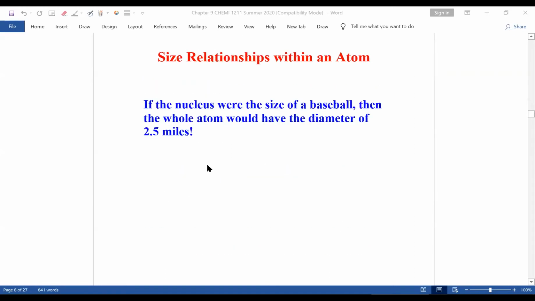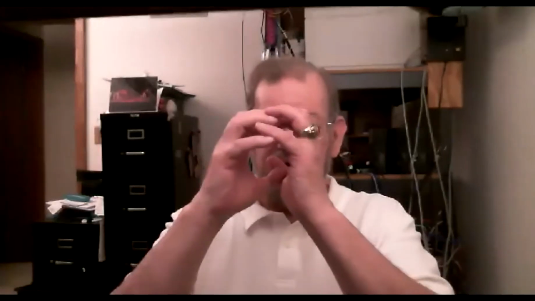Now, what do I mean by low density? Well, if you had a nucleus the size of a baseball, then the diameter of the atom would be 2.5 miles. Let me show you that. If I had a nucleus of an atom here, the whole atom would be 1.5 miles that way, 1.5 miles that way, and that's where the electrons are. And there's a lot of open space, just like a cloud.